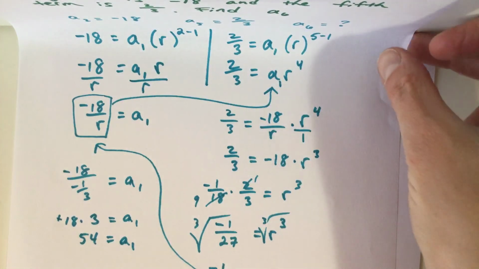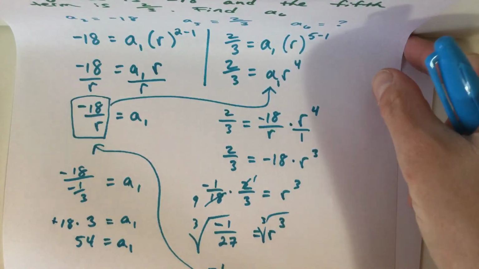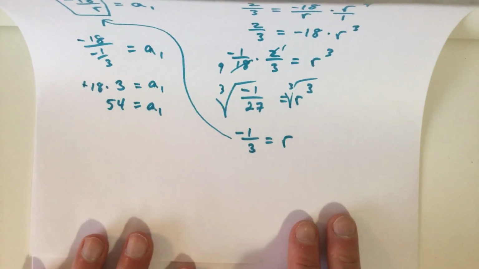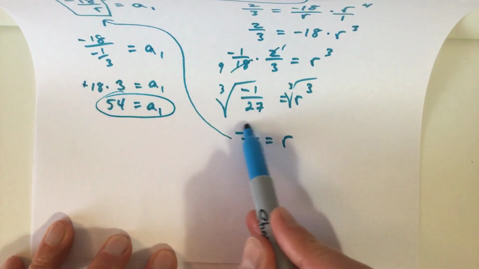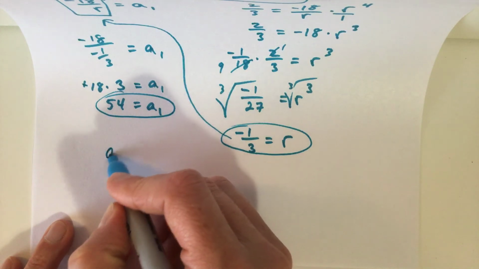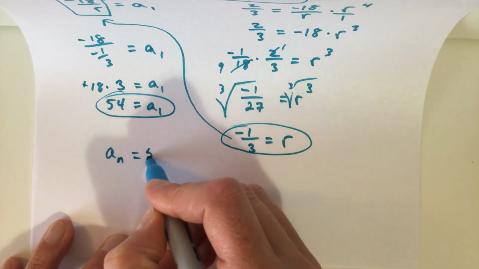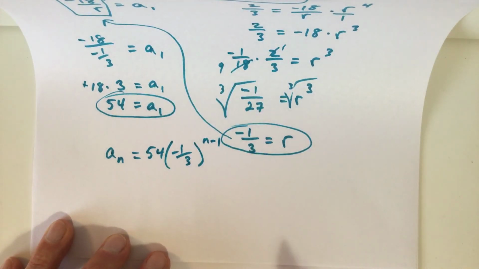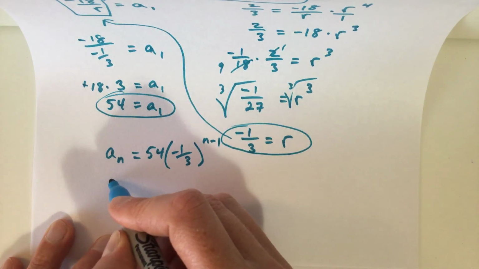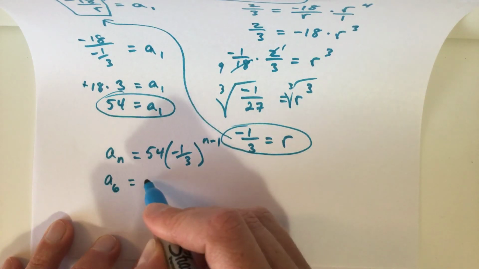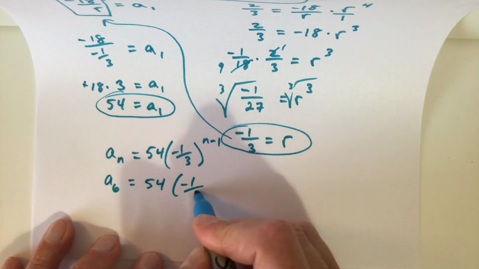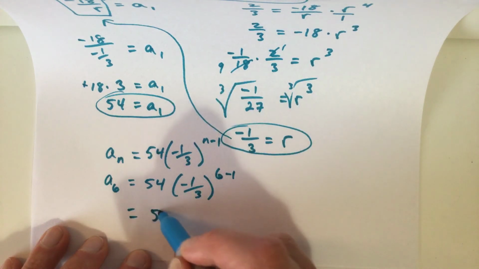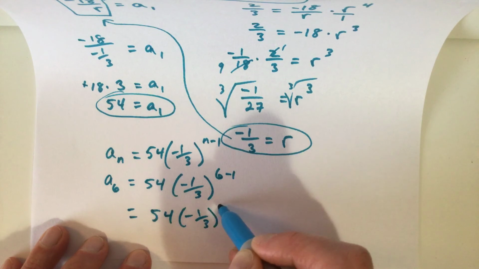Now that we know our first term and our common ratio, we can write our formula. For the nth term, the nth term is the first term times the common ratio raised to the power of n minus 1. Finally, the question is asking us to find the sixth term. So at this point, we can go ahead and plug in 6 minus 1, which is 5. So we've got 54 times negative 1/3 raised to the power of 5.